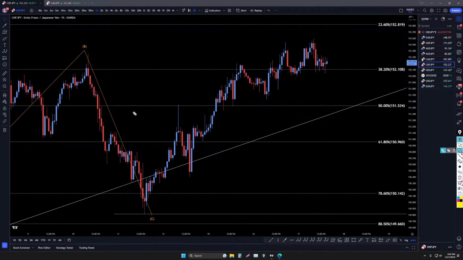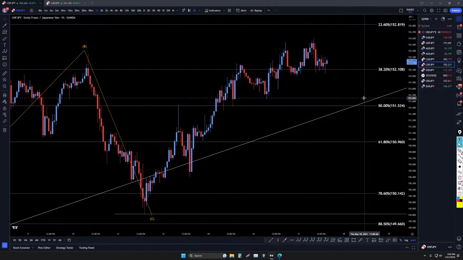Swiss yen, same exact thing, looking for longs. This one is at all-time highs, so maybe this one's going to struggle a little bit. But I'm definitely looking for longs. I'm looking for impulsive moves up. I'm looking for breaks of structure. If I see any of those things, I will go long again for the continuation of the uptrend.